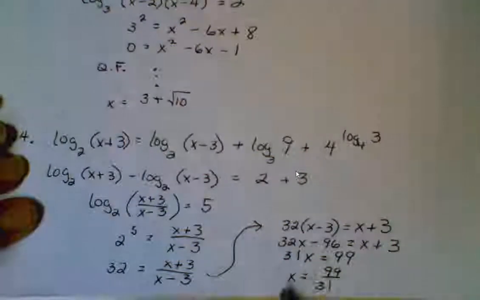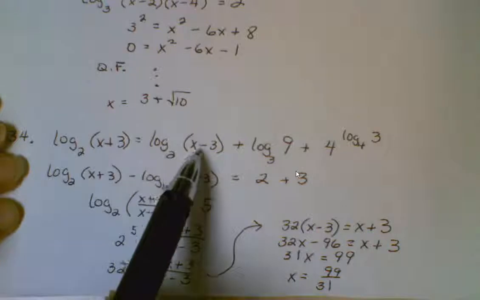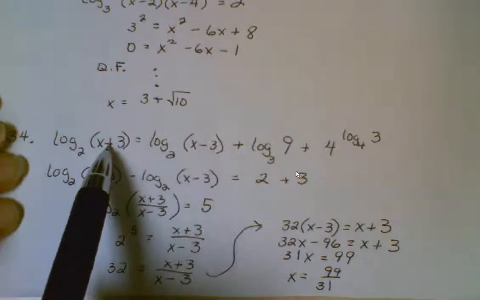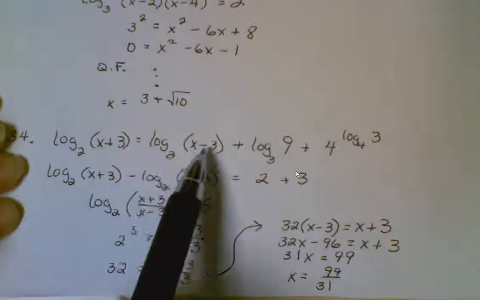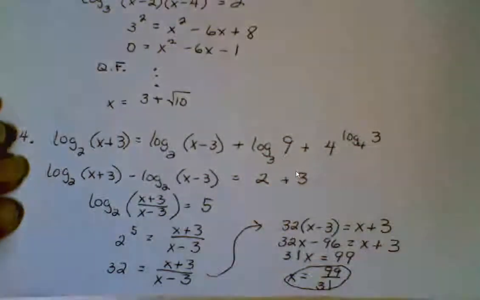Kind of seems like that ought to reduce, but I don't believe it will. 31 is a prime number. So here we have a number that's a little bit over 3 point something, and anything bigger than 3 would be fine in both of those logarithmic expressions. 3 point something plus 3 is positive. 3 point something minus 3 is positive. So 99 over 31 is the solution to that equation.